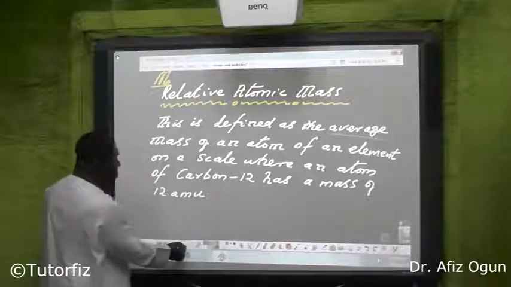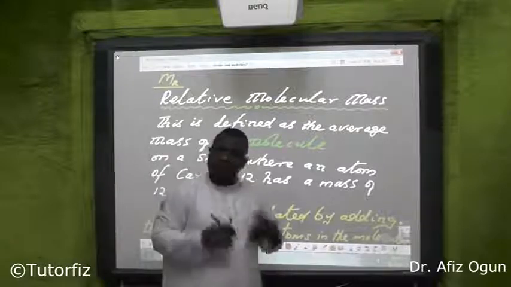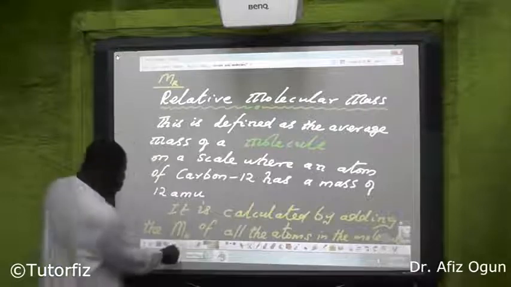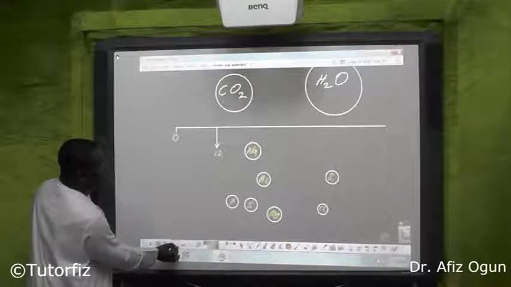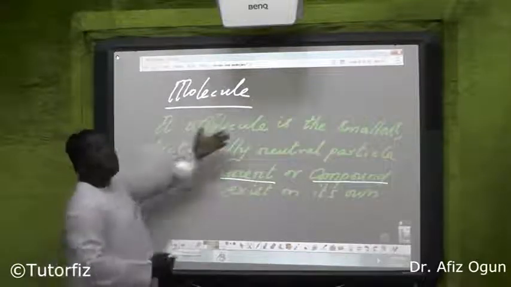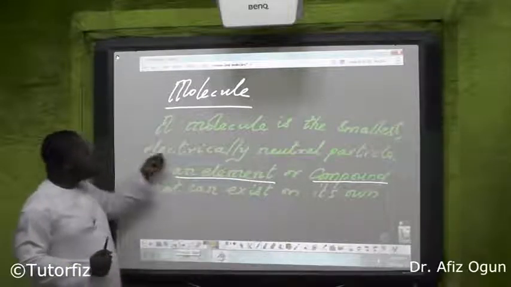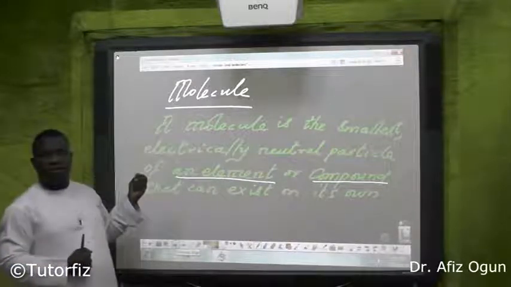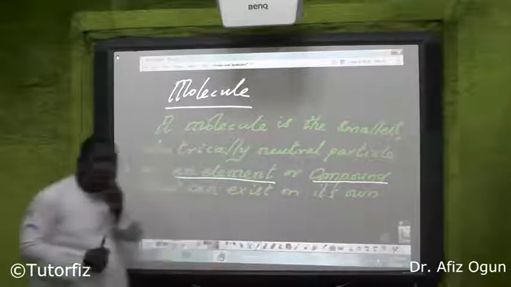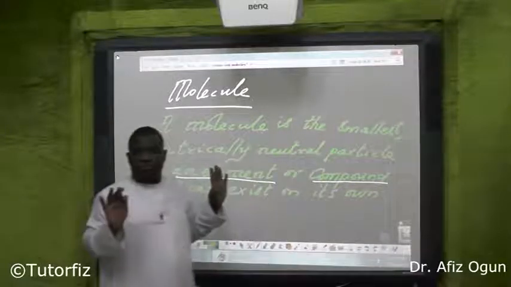Write that definition down. Remember, we defined a molecule. I hope you have not forgotten. We talked about a molecule: that a molecule is the smallest electrically neutral particle of an element or compound which can exist on its own.